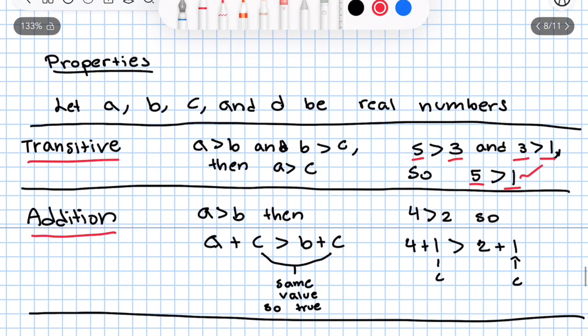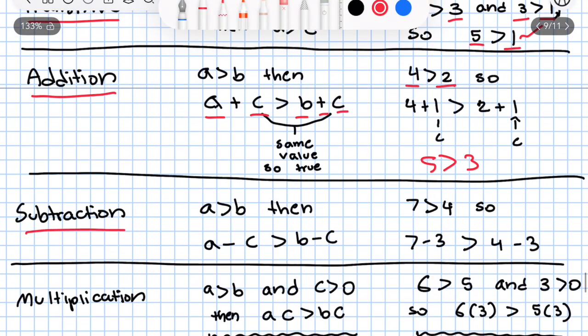Then there's the addition property. If A is greater than B, then A plus C is greater than B plus C. In this case, C is the same value, so it's true because A is the greater number here. So the greater number plus a constant is always going to be greater than the smaller number plus the constant. In this case, 4 is greater than 2, so 4 plus 1 is greater than 2 plus 1, which is true. 5 is greater than 3.